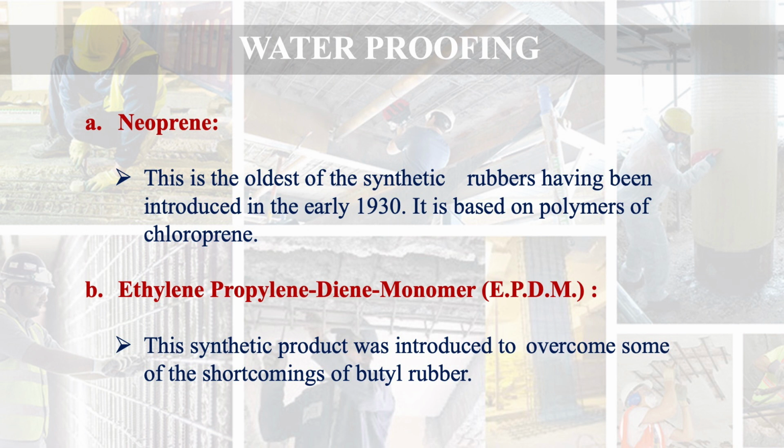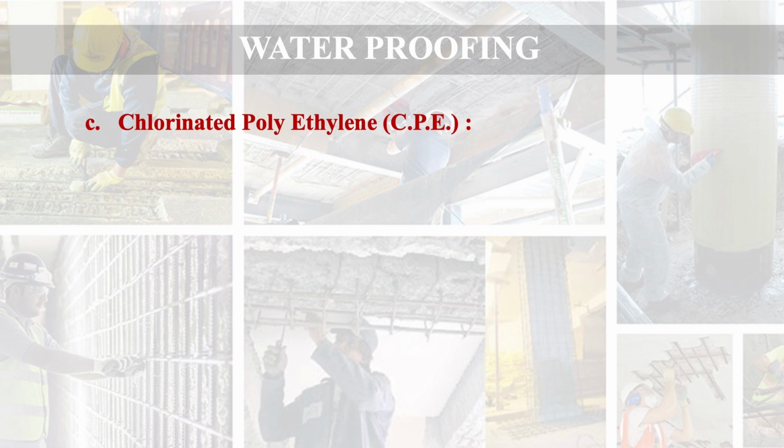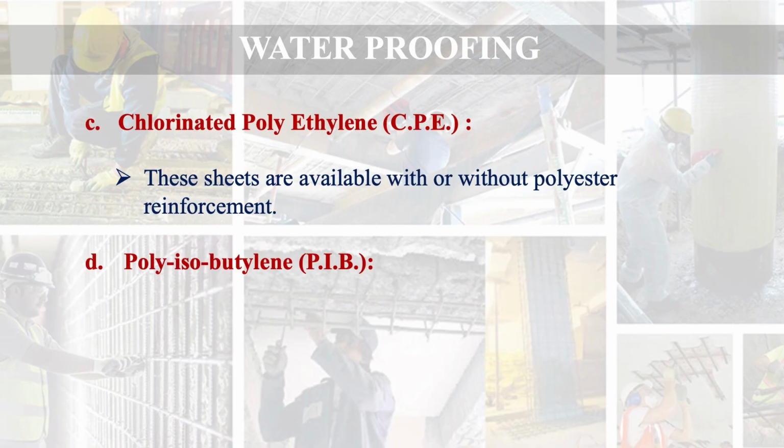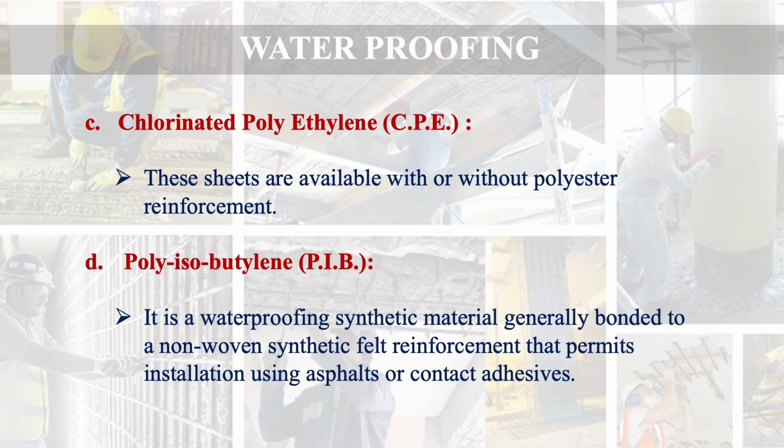This synthetic product was introduced to overcome some of the shortcomings of butyl rubber. The third one is chlorinated polyethylene, CPE. These sheets are available with or without polyester reinforcement. Next material is polyisobutylene, PIB. It is a waterproofing synthetic material generally bonded to a non-woven synthetic felt reinforcement that permits installation using asphalt or contact adhesives.